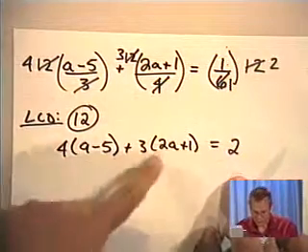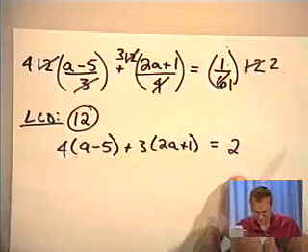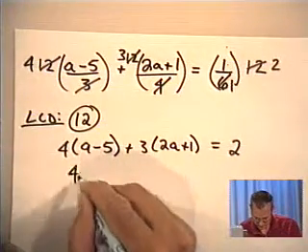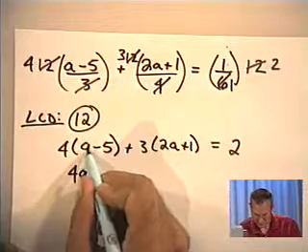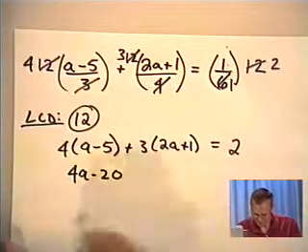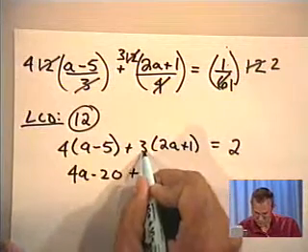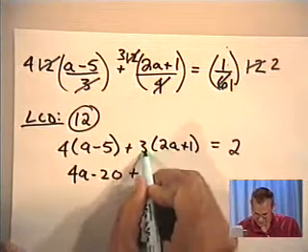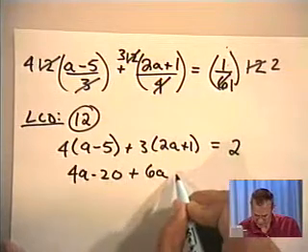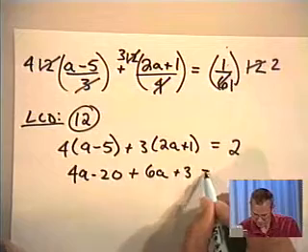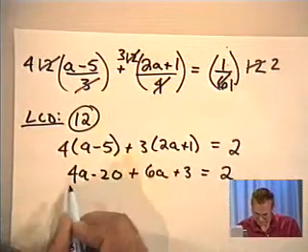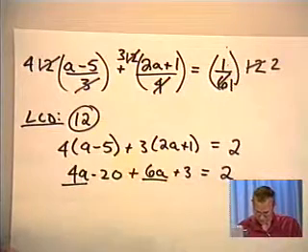Now it's a matter of distributing, combining like terms, and solving. Let's distribute the 4 through this parenthesis. 4 times a is 4a. 4 times minus 5 is negative 20. We'll distribute the 3 through this parenthesis. 3 times 2a is 6a. 3 times 1 is 3. And after each step, the problem becomes simpler and simpler. Let's combine our like terms.